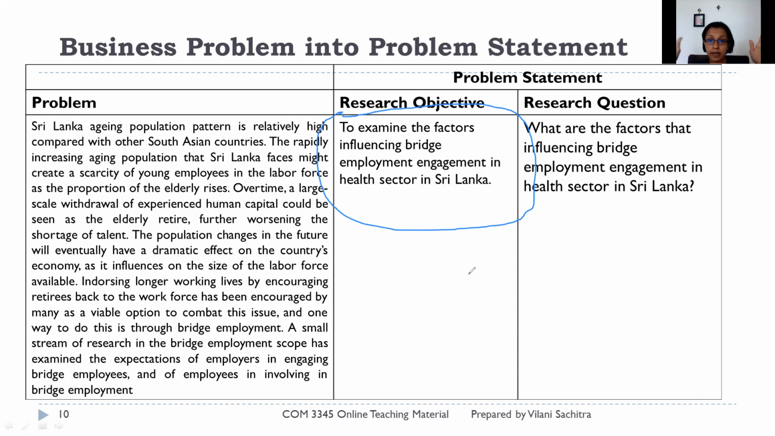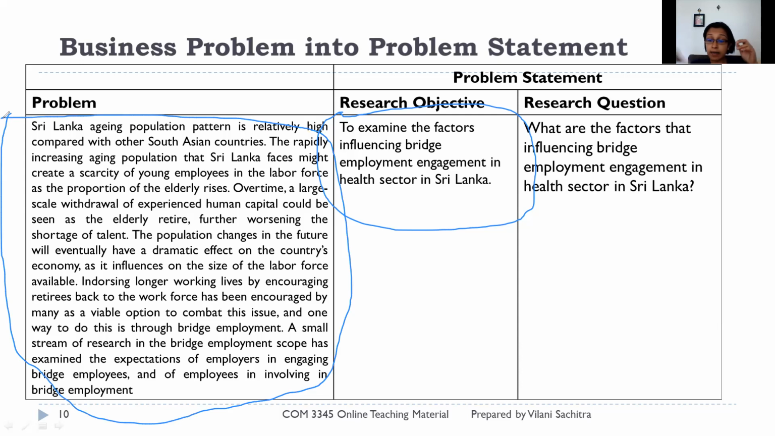Right? So the study objective says to examine the factors influencing bridge employment engagement in the health sector in Sri Lanka. Right, so this is the way we understand it: we converted the problem into a researchable problem, and we converted it into the problem statement. So this one explains your problem, right?